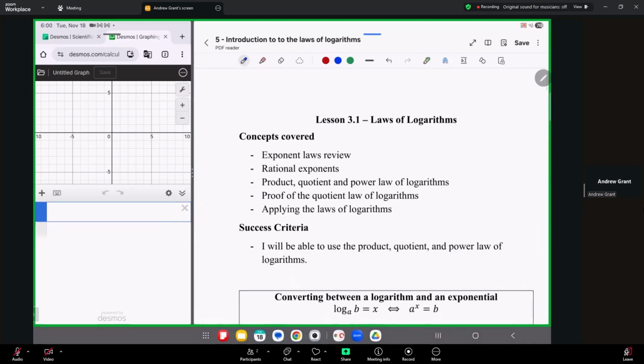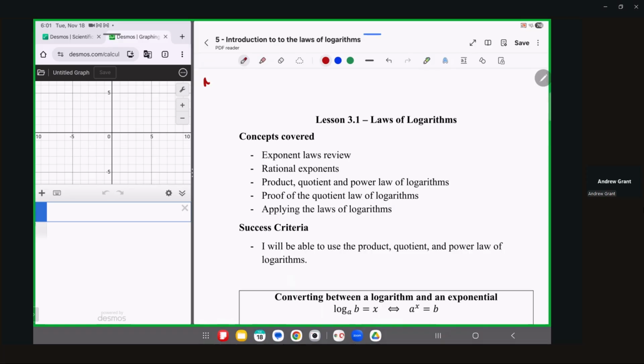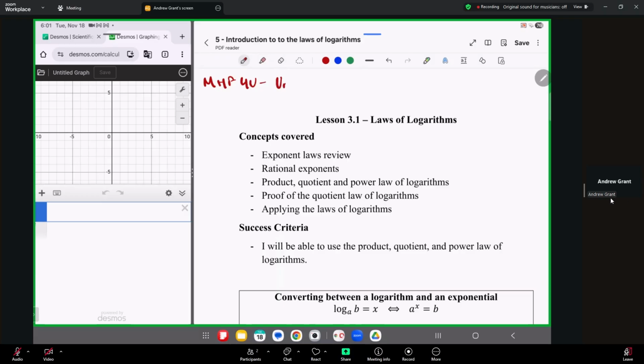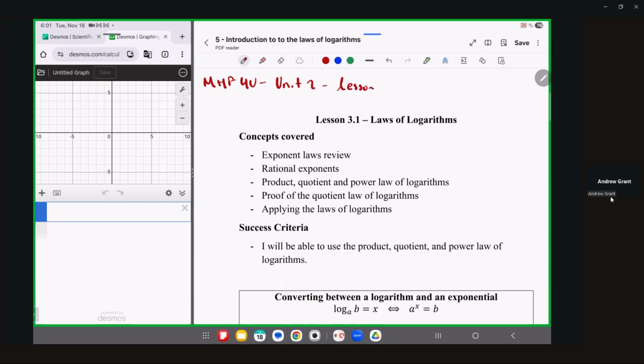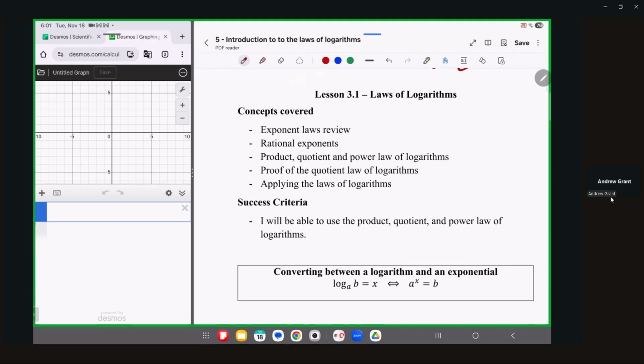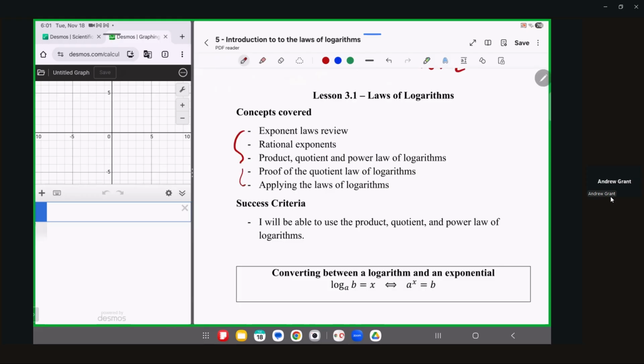We are continuing on with the MHF4U course. This is the grade 12 University Advanced Functions, and we are in Unit 2, Lesson 3, Part 1 of 2. So we have two parts to the laws of logarithms. And for today, we're going to be having a look at the following topics.